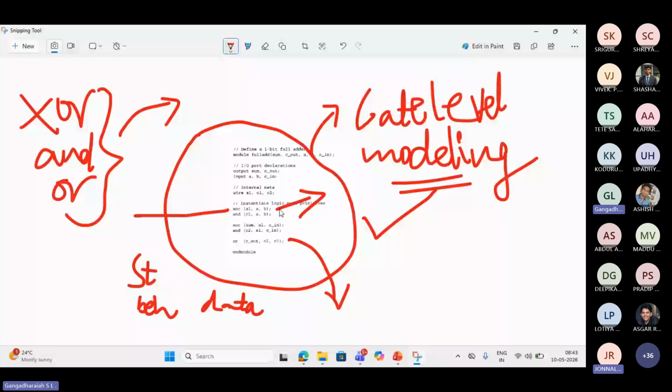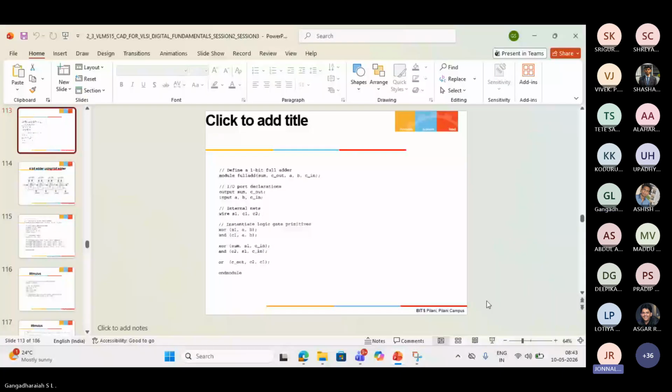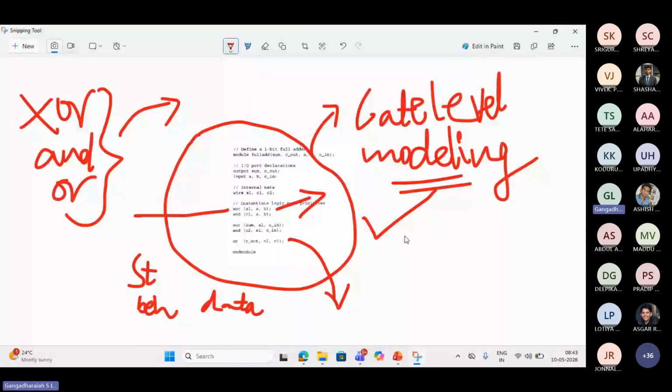Sir, is structural also a gate level? The structural can have a gate level model inside, of course. Some of the models, okay, this is another very good doubt.